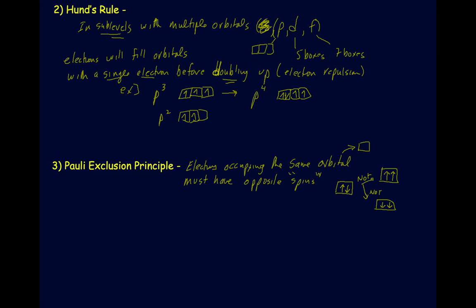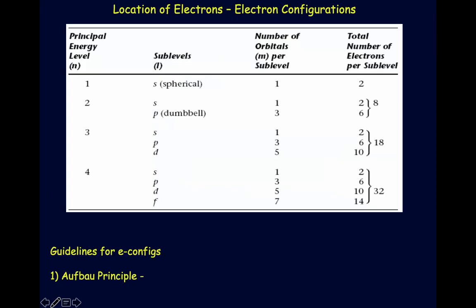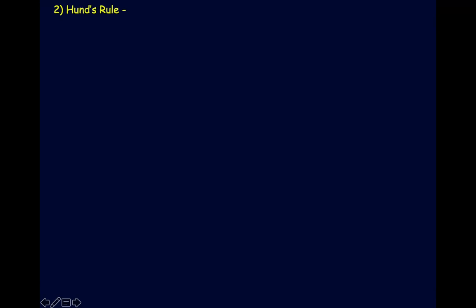So to review real quick: the Aufbau principle, lowest energy orbitals first. Hund's rule, we're talking about multiple orbitals, you're filling one at a time until you have to go back. And the Pauli exclusion principle, two electrons per orbital. Again, you're going to be following these rules anyway. I just want to let you know where you got those rules from.